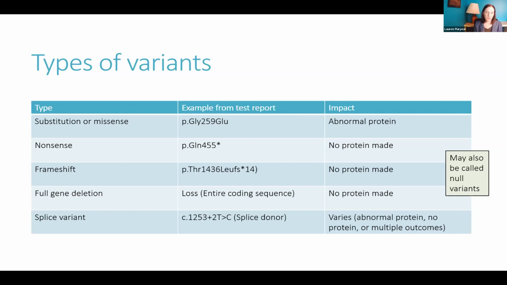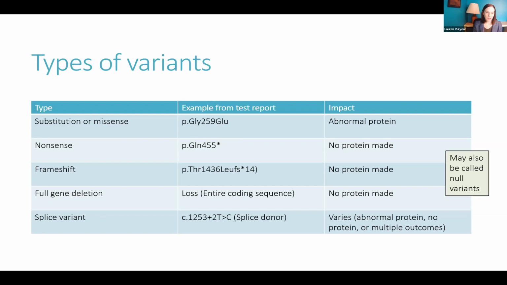Sometimes people will also talk about a nonsense variant, which essentially just means there's an early stop signal. So there's a variant in the DNA code that changes the code for one amino acid into the code for stop. And that means in most cases, as I mentioned, that no protein is made from that copy of the gene.